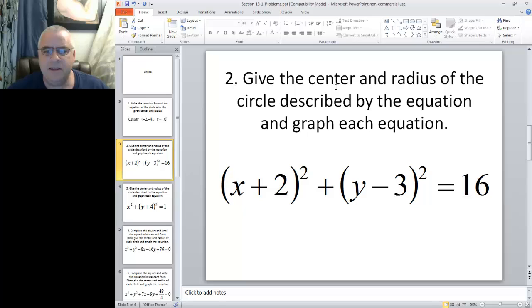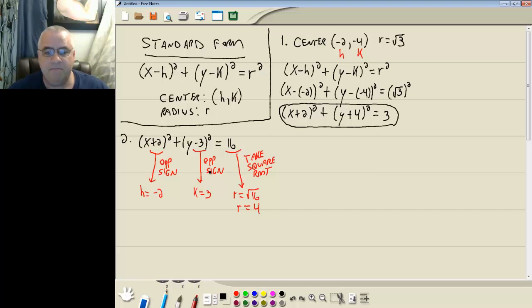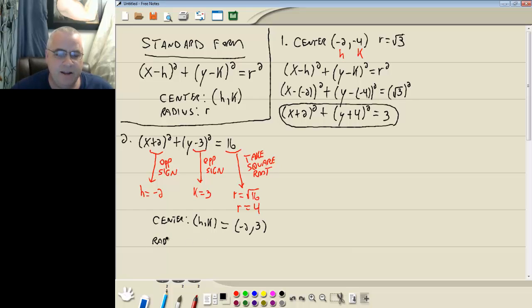Okay, now first thing, they want us to give the center and then the radius. So our center from our formula is (h, k). Well, h is −2 and k is 3. And radius is r, which is 4. So that'd give us our center and our radius.